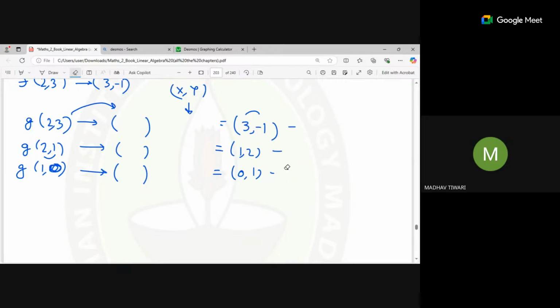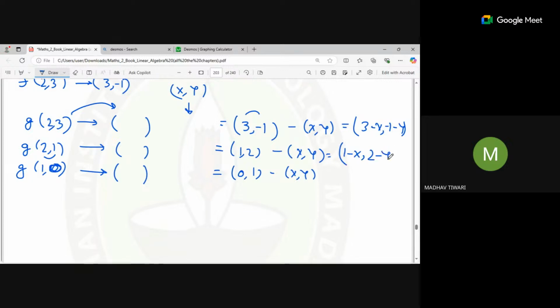So I can write again, this will be some x comma y, and x comma y. This is nothing but 3 minus x, minus y, 1 minus y. It will be 1 minus x, and 2 minus y, and it will be minus x and 1 minus y. Is that clear up to this part?